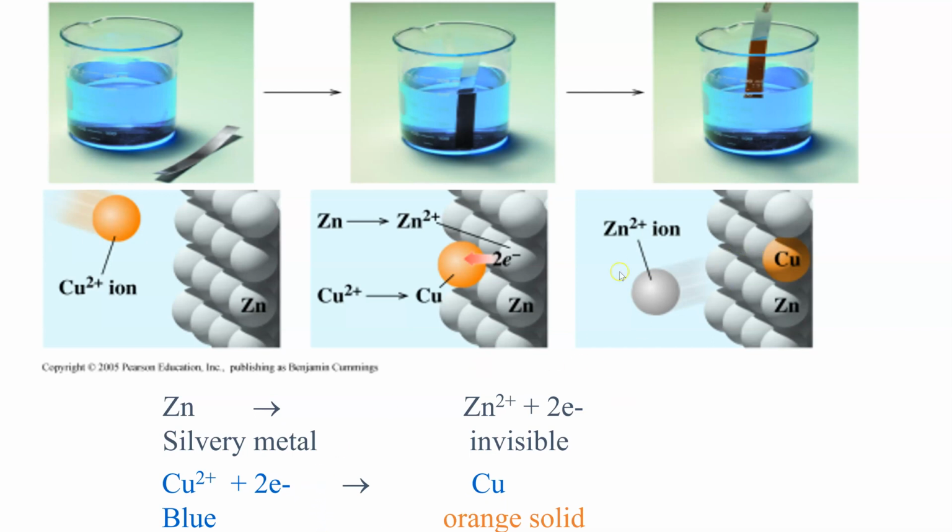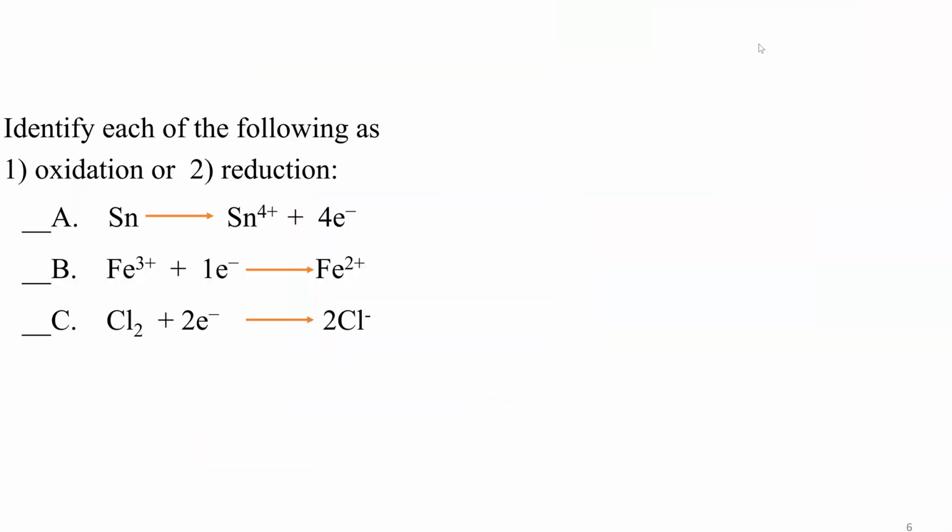And if you let this go long enough, more of the copper ions will take the place of the zinc, and more zinc will become zinc ions. So what's the end result? Your mass of zinc metal will decrease because you're losing it into the solution, and the copper ions from the solution will eventually find their way on top of this metal.